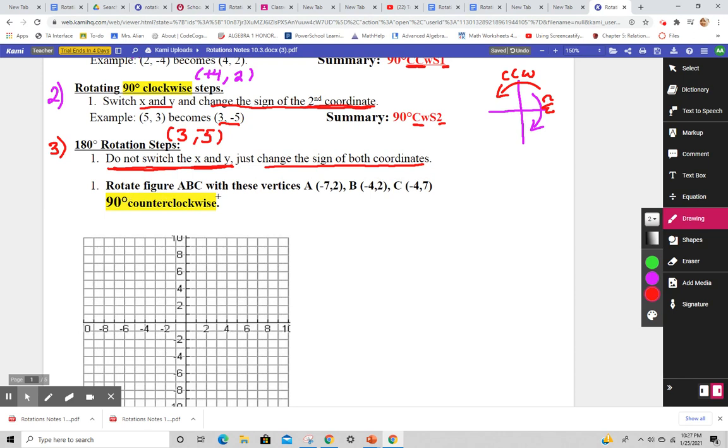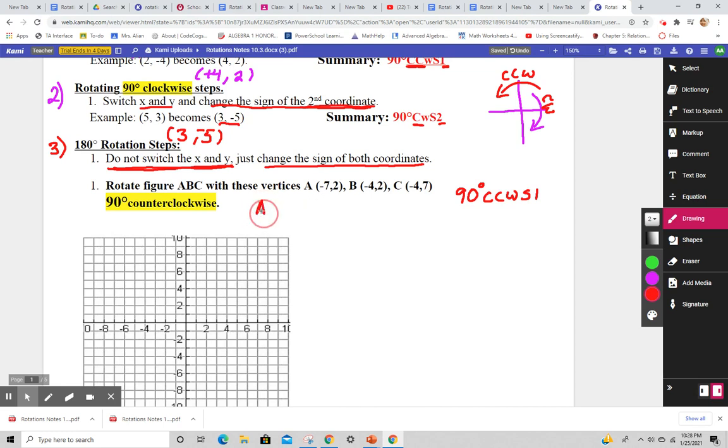Number 1, rotate figure ABC with these vertices 90 degrees counterclockwise. Okay, so if it's 90 degrees counterclockwise, this is what I do for myself to help me. 90 degrees counterclockwise, that's CCW. I know I have to switch X and Y, and I have to change the sign of the first or the second. Well, I check over here. There's 2 C's, that means I need 1 here. So that's how I remember. So now that's what we're going to do.